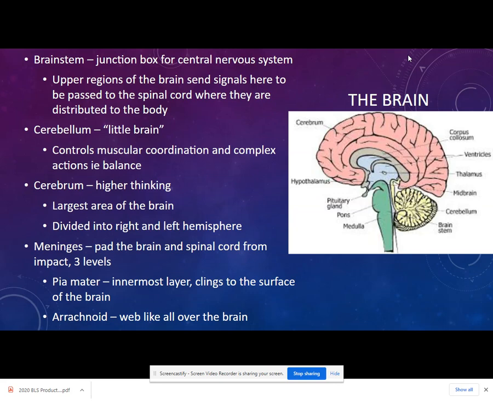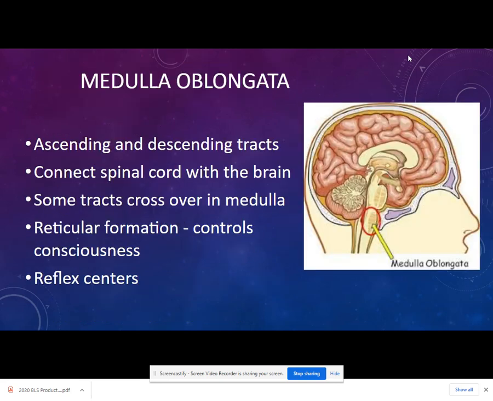The meninges that I mentioned, they pad the brain and the spinal cord. So remember, the pia mater is the innermost layer, and it clings to the surface of the brain. The arachnoid is the web-like covering all over the brain. And then we have the dura mater, which is the outermost, and it's strong and fibrous.